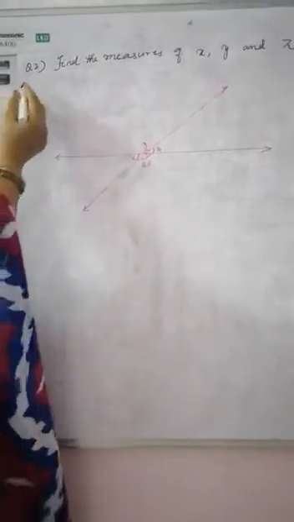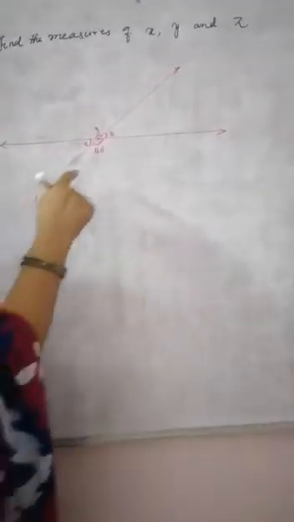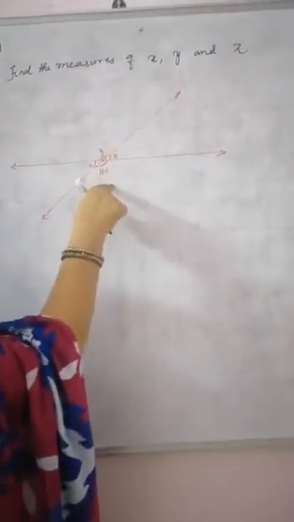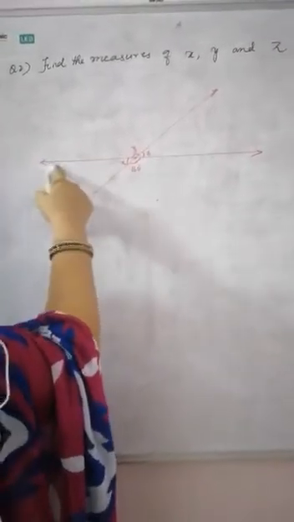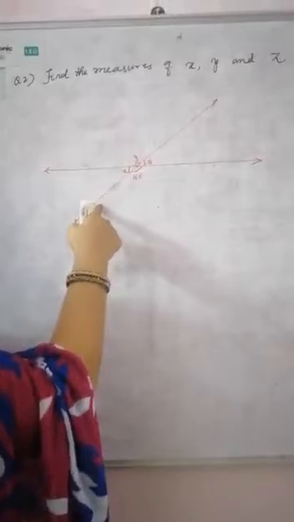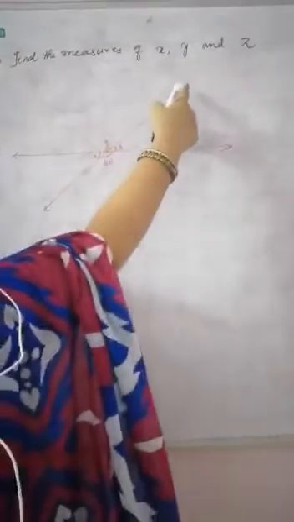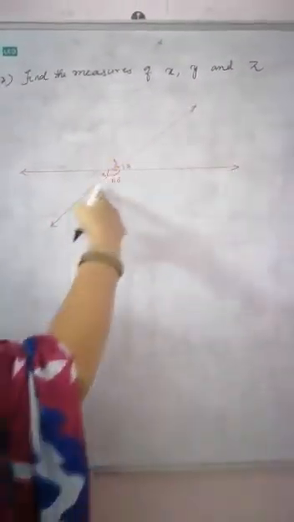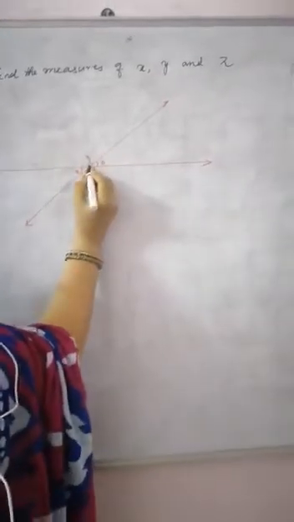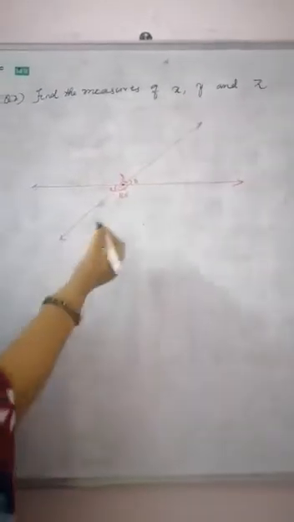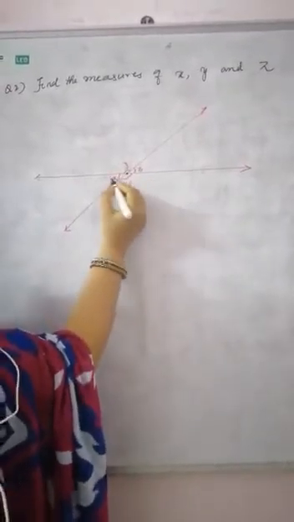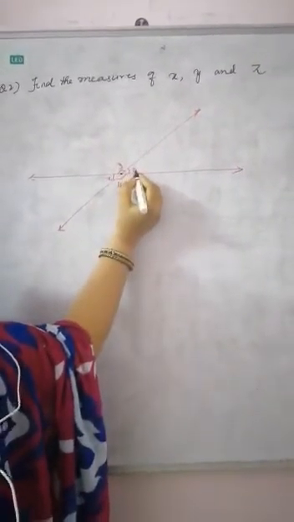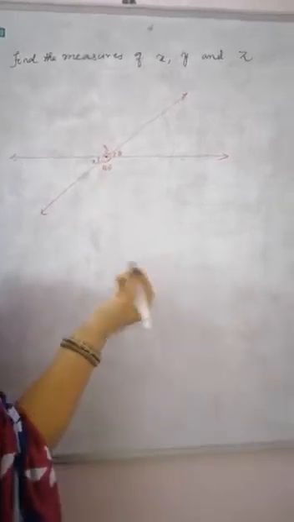Coming to question number 2, children, find the measures of X, Y and Z is asked. Only one angle is given, that is 160 degrees. What are these angles, children? Vertically opposite angles. Why are they vertically opposite angles? Two lines are intersecting at a common vertex point. So angle Y is equal to 160 degrees and X is equal to Z. Why? Vertically opposite angles are equal.